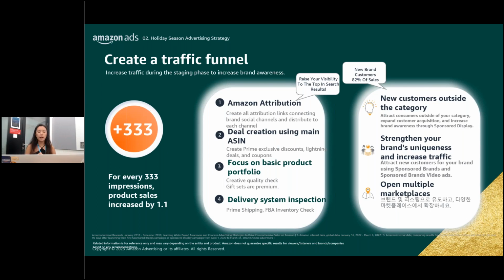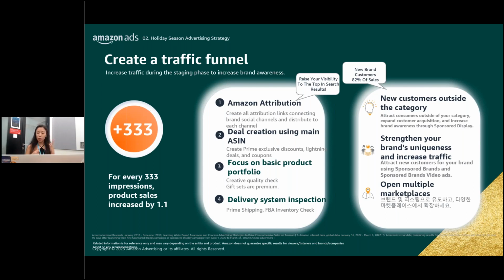Number three, of course, focus on your basic product portfolio. Focus on your hero ASINs, your longer selling, best selling ASINs. If you want to save on ACOS, you can avoid advertising your worst ASINs. Just focus your efforts as well as your budgets on your hero ASINs. For your hero ASINs, you really want to do a creative quality check, which is the listing check. If you can create a gift set or a gifting message, that is also ideal for the Q4 period.